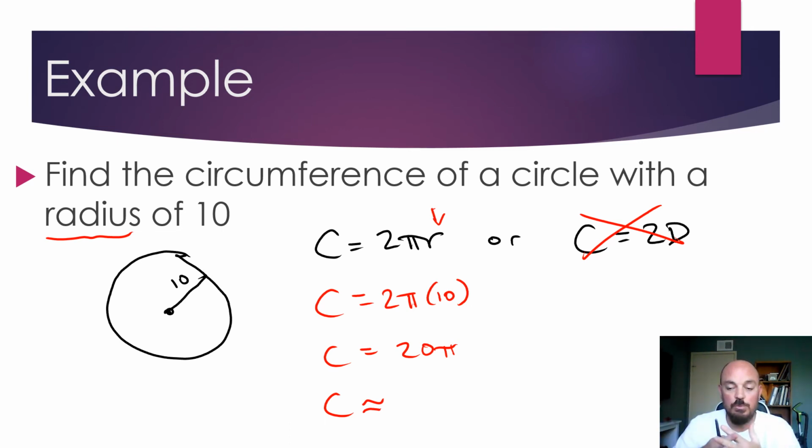And remember, don't do 3.14. Do 20 times and then use that pi button. I'm going to pause, grab a calculator, do that work, and I'll be right back. Okay, so I got my answer. I'm going to go ahead and round it off a little bit. I'll call it 62.83.